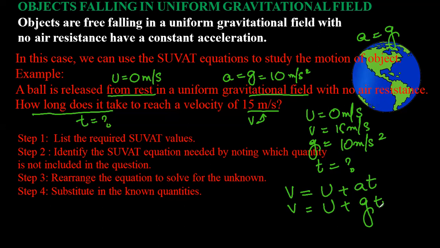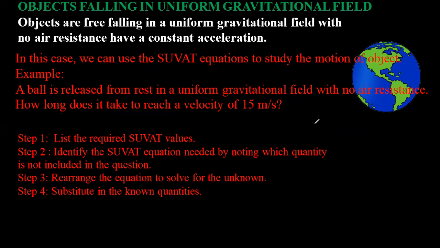In this way, we can find the time if we rearrange the equation. How do we rearrange it? We make t the subject, so it becomes (v minus u) over g, which is equal to t. So (v minus u) over g is equal to the time.